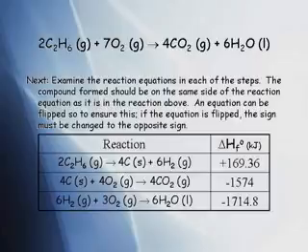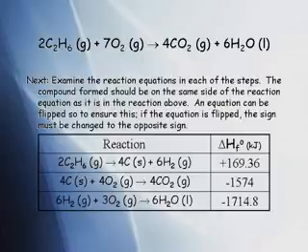The compound form should be on the same side of the reaction equation as it is in the reaction we're interested in, which is written above. An equation can be flipped to ensure this, and if the equation is flipped, the sign must be changed to the opposite sign. If you look in the reaction we're interested in, C2H6 is a reactant, but in our equations that show the formation of ethane from its constituent elements, it's a product.